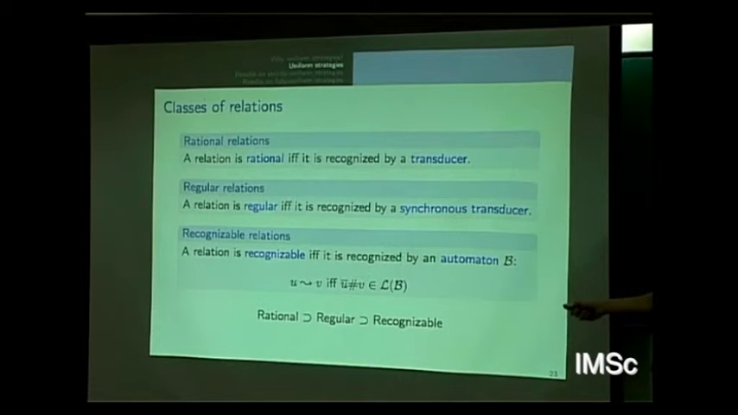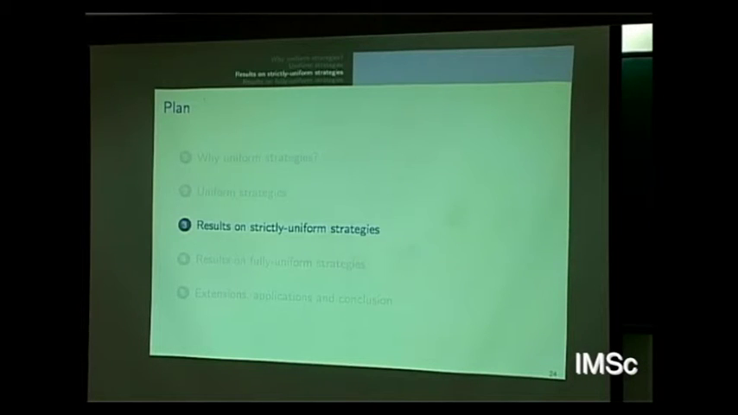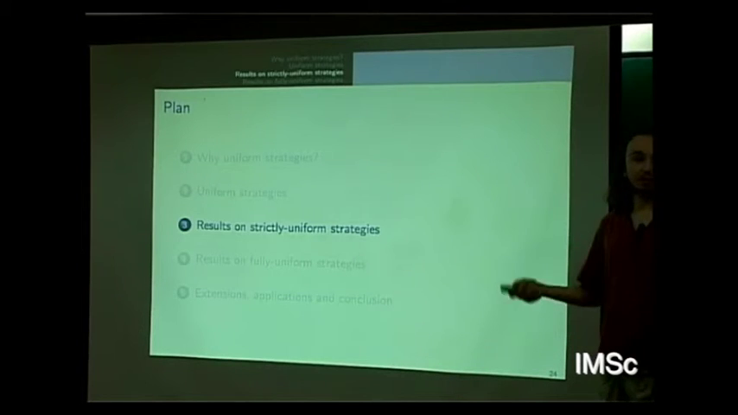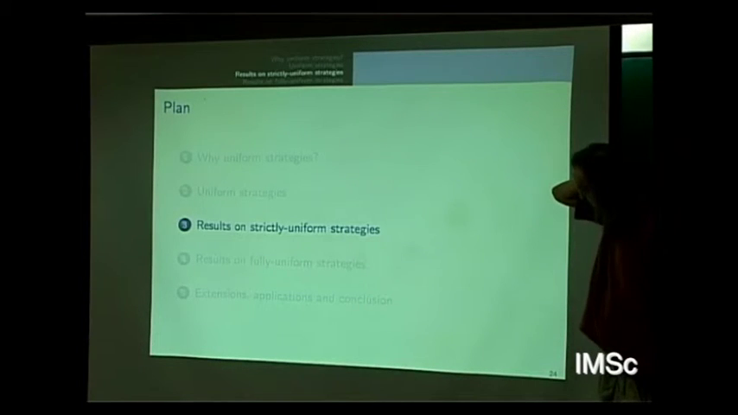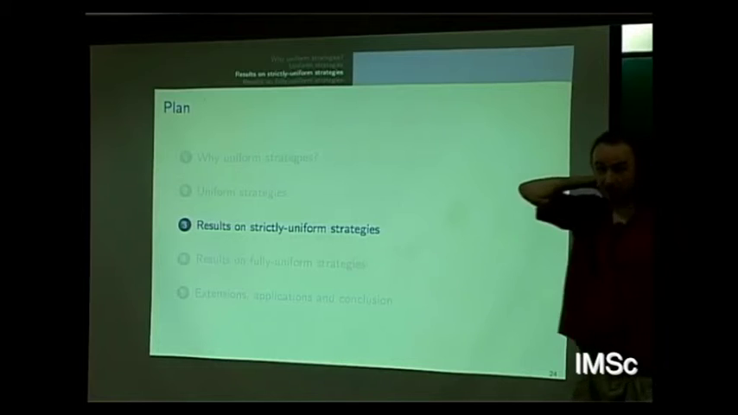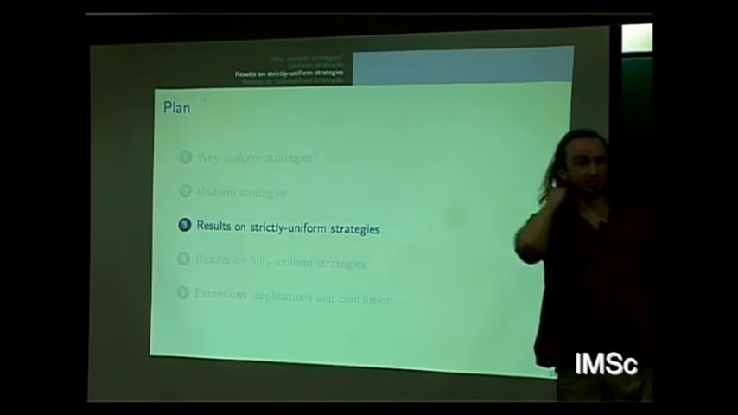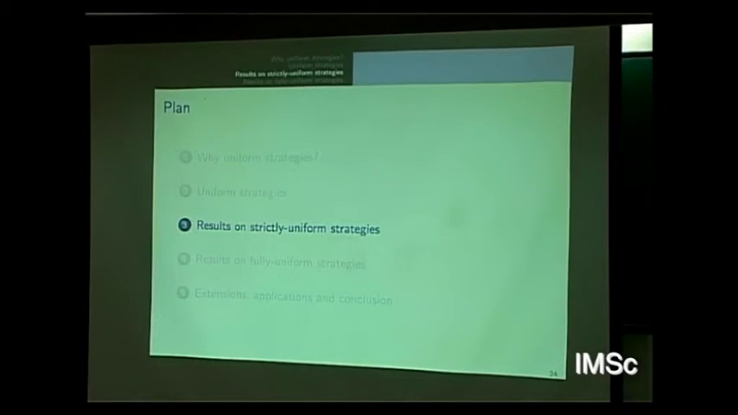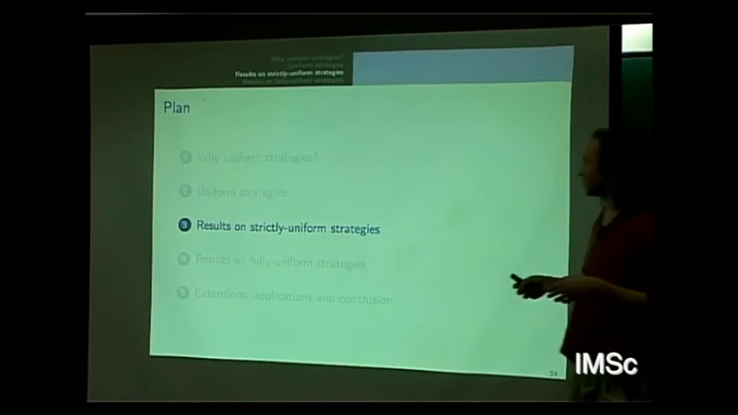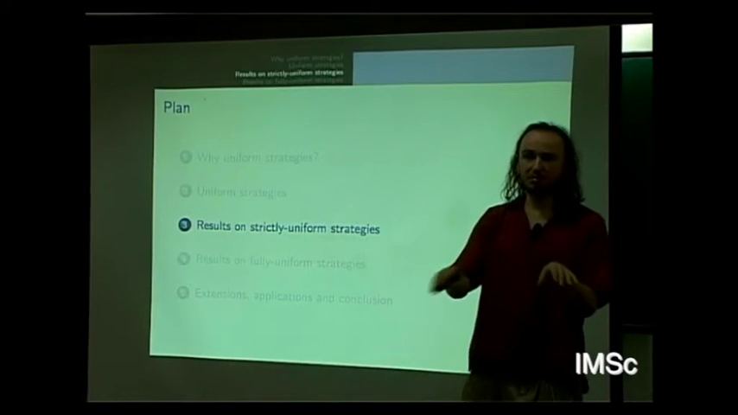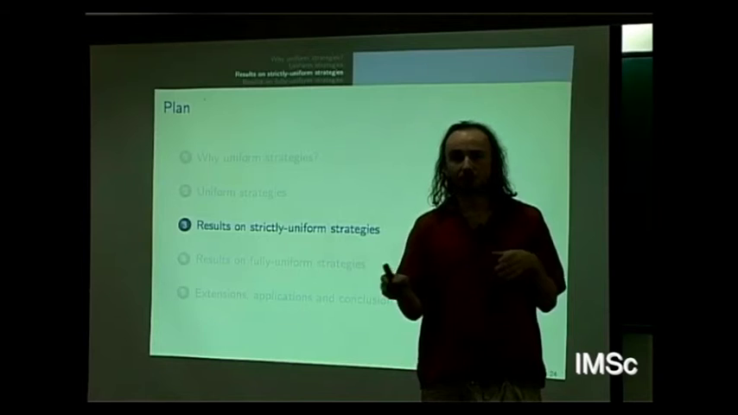So this is less powerful than this, which is less powerful than this. Now I will present what results we have on the problem of deciding the existence of winning strategies and synthesizing them. And to do so, we start by considering both kinds of quantifiers separately.